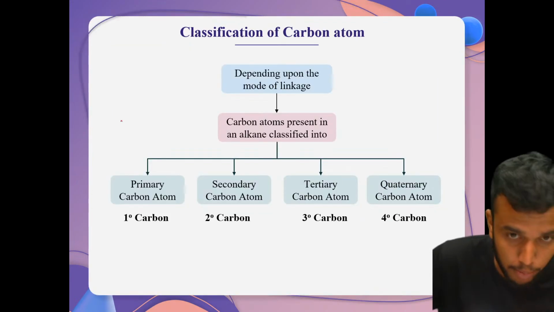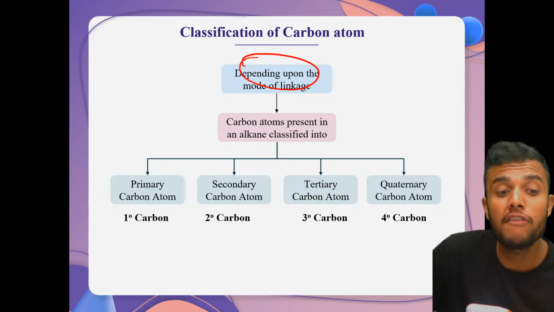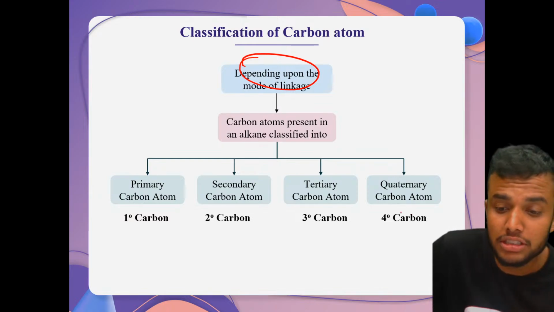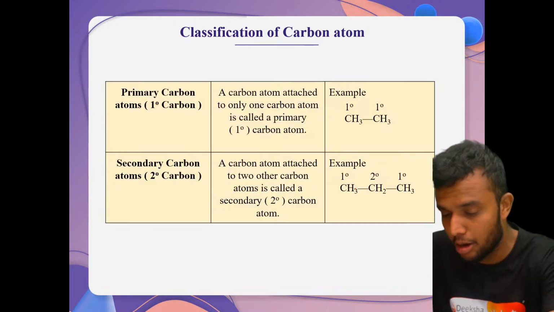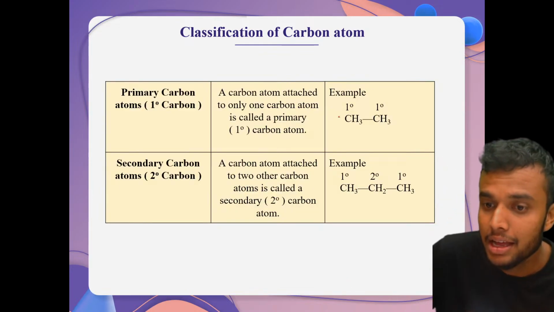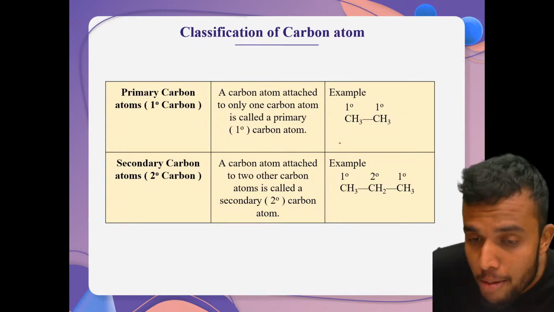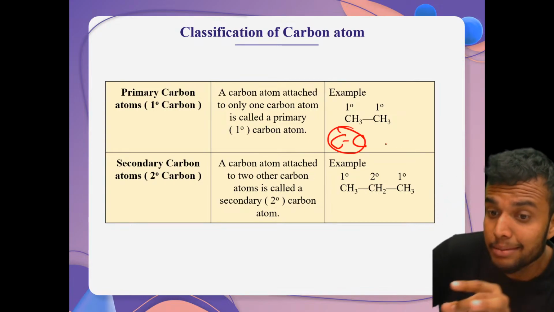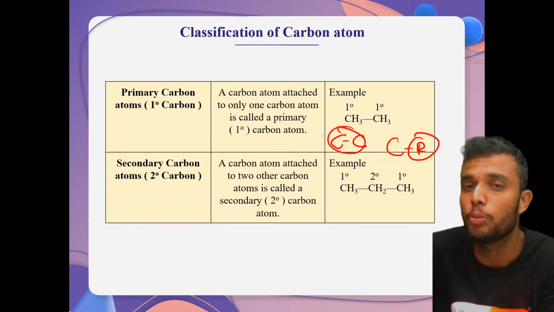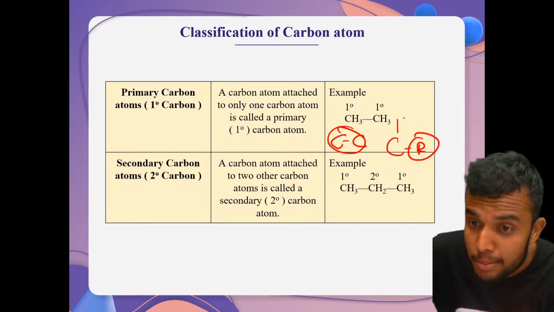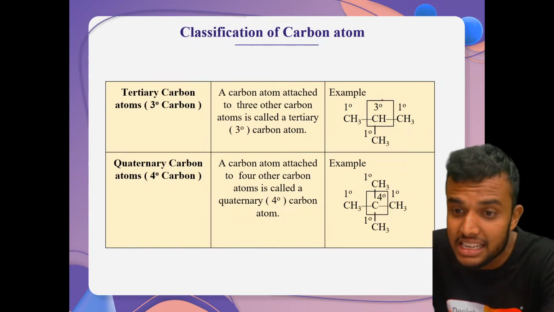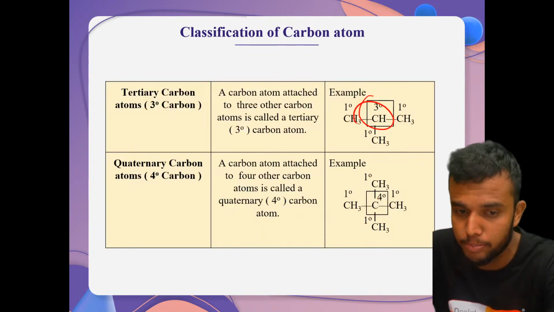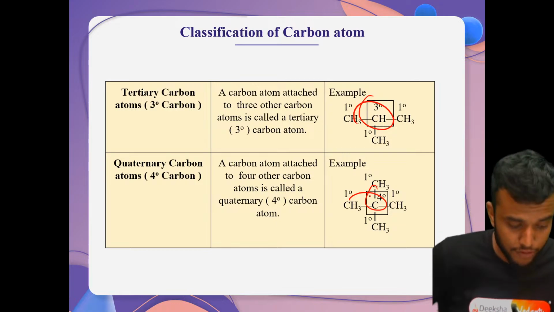Classification of carbon compounds. Depending upon the mode of linkage, we classify carbon atoms into 4 types: primary, secondary, tertiary, quaternary. What is primary? If a carbon forms a bond with only a single carbon atom or a single R group, it's called primary. Secondary is bonded to 2 carbon atoms. Tertiary is bonded to 3 carbons. Quaternary is bonded to 4 different carbons.